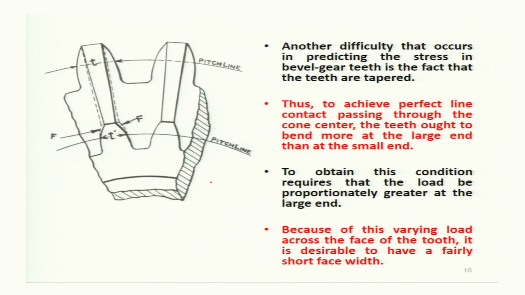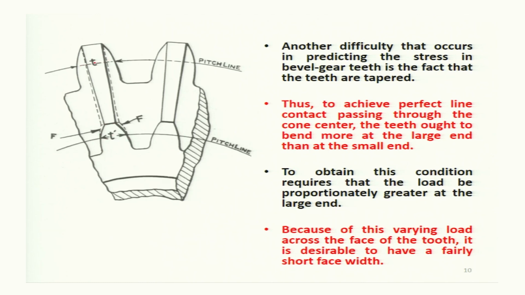Another difficulty that occurs in predicting the stress in bevel gear teeth, in contrast to the spur and helical gear, is the fact that the teeth are tapered. You see, this dashed line is showing the teeth for the case of spur gear or the helical gear, and this bold line is showing the tooth length for the case of bevel gear. So the teeth are tapered. Here at the small end the thickness will be T dash and at the big end the thickness is T.